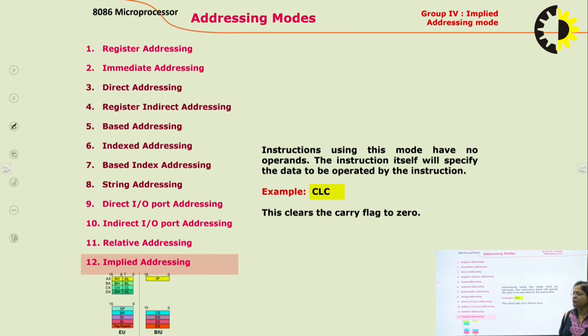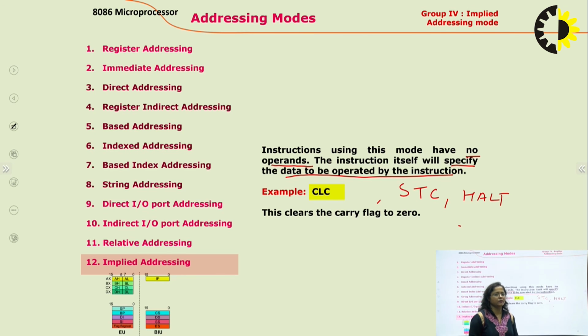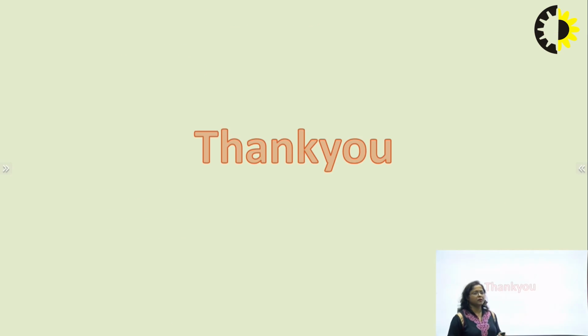Last is implied addressing mode. We have already discussed this mode in 8085 also. In this instruction, no operands are mentioned specifically. So the instruction which consists of opcode only, and the opcode will specify on which data the operation will be performed, is called as implied mode. For example, CLC, that is clear carry flag, STC, set carry flag, HLT will specify end of program, and so on. So the overall addressing modes of 8086 are of 12 types, and we have discussed in detail. Everything is clear to all of you.